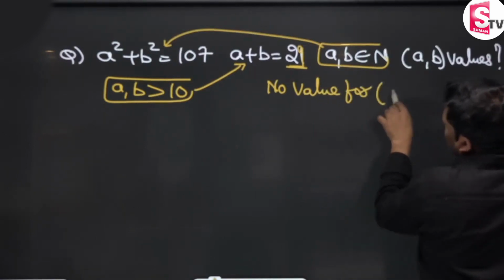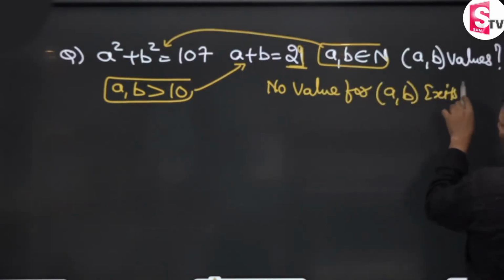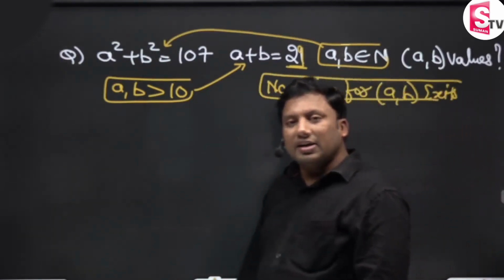First I will discuss the similar model that I did, then I will create another question. No value for A comma B. I hope the idea is clear, right?